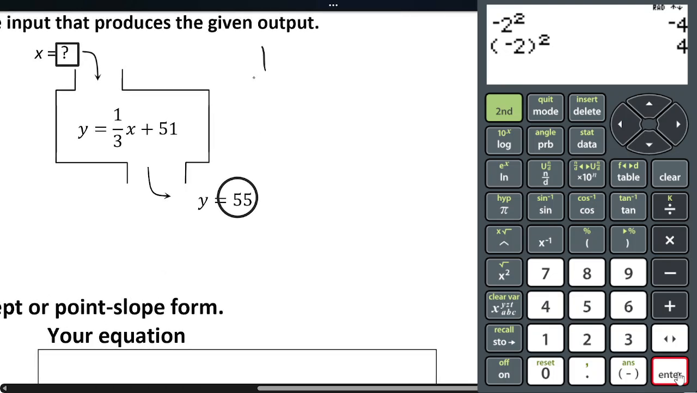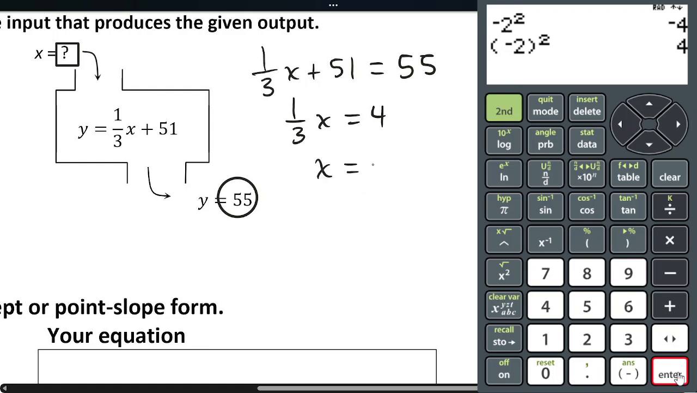The best way to attack this is just to write the definition of the function, which is 1/3 of x plus 51. And I want to know the value of x that would make that become 55. So I just set it equal to 55. I'm going to take away 51 from both sides. So I get that 1/3 of x is the number 4. And now I'm just going to fraction bust, multiply both sides by 3, so that x is the number 12.